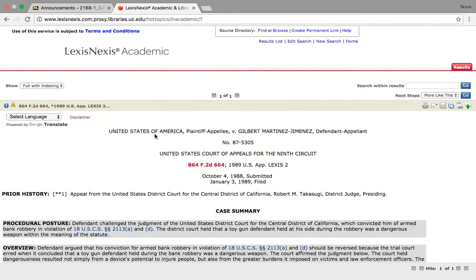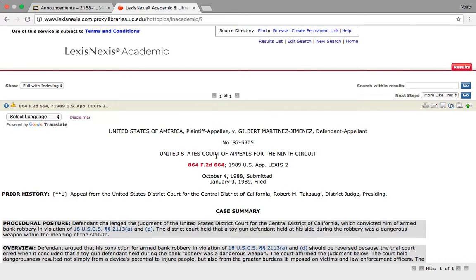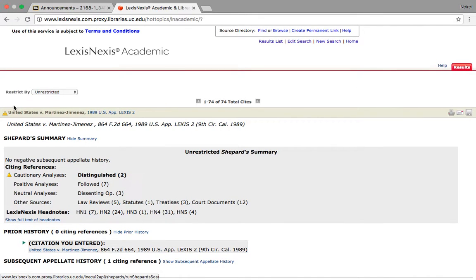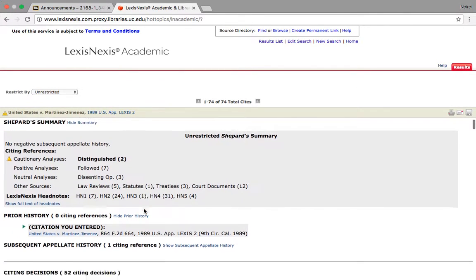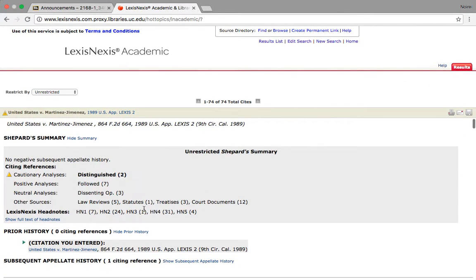Okay, so we're going to see the U.S. versus Martinez-Jimenez. And like I said, this was the case where we dealt with the bank robbery and it was a toy gun. He kept it at his side and he was appealing the enhanced sentence as a result of having a dangerous weapon. So when we look at that indicator, it's giving us a triangle here. So it's going to tell us that there is some type of caution that we should use when looking at this decision if we're relying on it for authority.